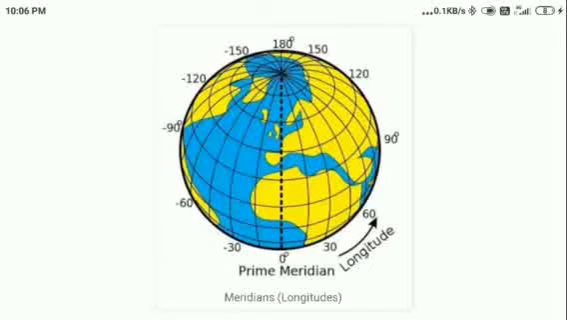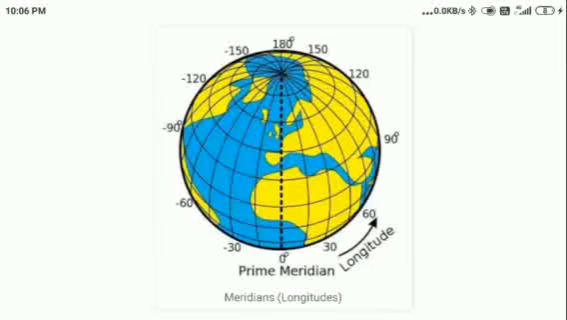So we take the reference at 0 degrees at the prime meridian. And why have we taken this reference? Because it passes through the Royal Observatory at Greenwich. It is in London, UK. That is how we take it as the reference, the center line, the prime meridian.